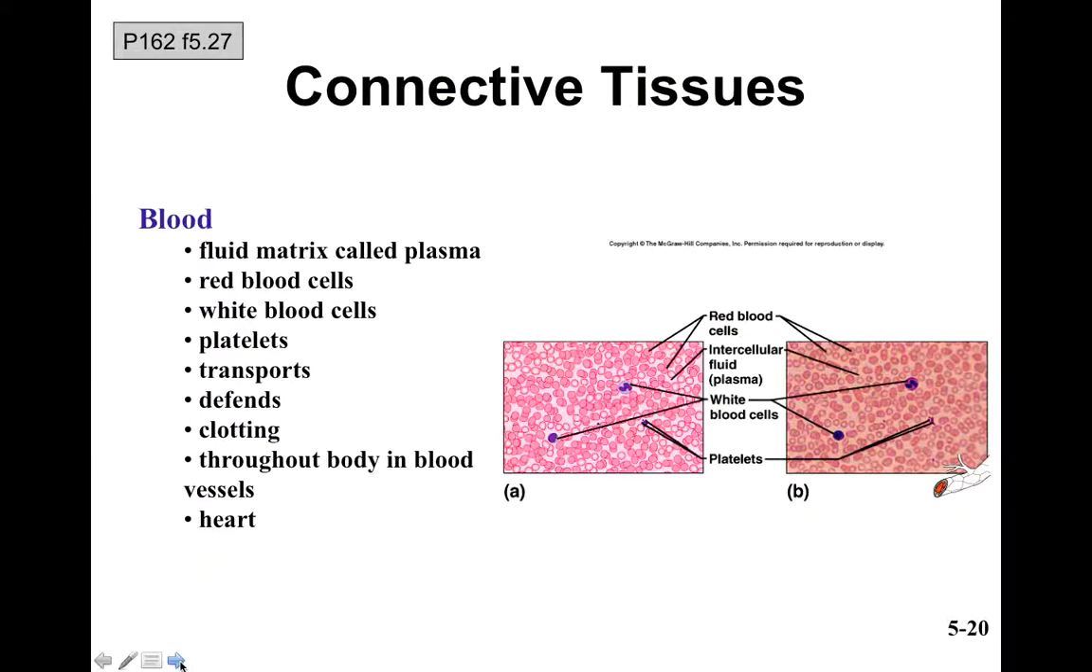Okay. Blood is also a connective tissue. Blood has a liquid matrix called plasma. So plasma is that non-living matrix for our blood cells. We've got red blood cells, which function to carry gases in our blood. White blood cells function in our immune system, and platelets function to clot our blood. Blood transports things throughout our body, and those white blood cells, we said, defend against pathogens.